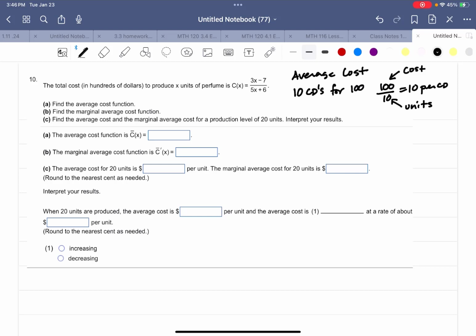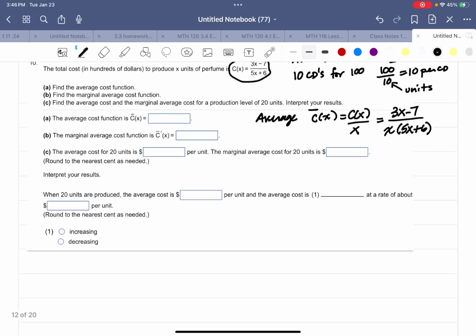So since we know the total cost is this, the average cost has a bar over it. This is how we indicate average cost. And C bar of x is the cost function divided by x. So we have to take 3x minus 7 and put a divided by x in the denominator. Now let me show you why it ends up like that.